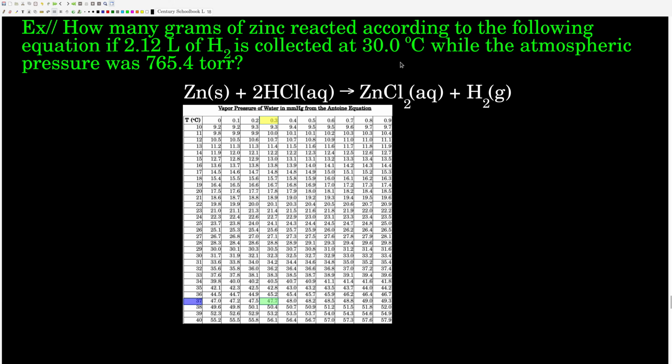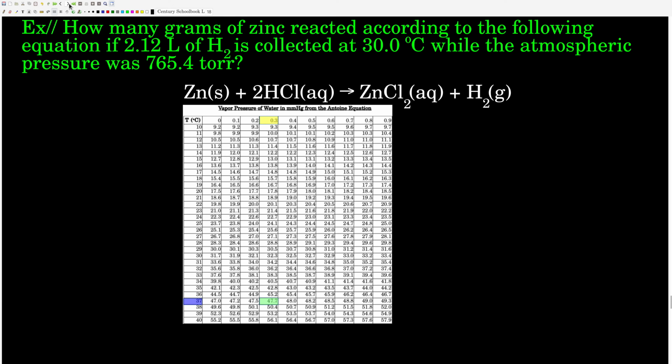The only catch, guys, is that this is collected over water. You're not even told that it's collected over water, but because this is an aqueous solution, it had to be. There's no way to collect it dry. So because the hydrogen gas was collected over water, you're going to have to use this table and find the vapor pressure of water, and use Dalton's law of partial pressures to find the pressure of hydrogen gas by itself. So why don't you go ahead and work this out, and when you get an answer, come on back.